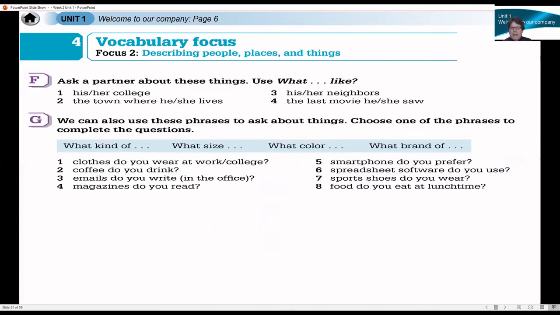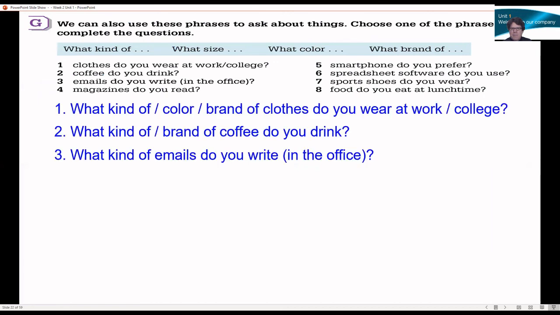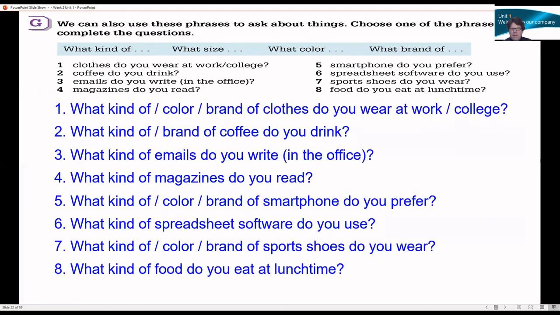Right. We are not going to be doing this, but I am going to quickly show you the answers here. All right. So they don't all have to be what kind. It depends, for example, what brand of coffee do you drink? That would mean like the company name. If you're not sure what to use, you can always ask me. But that's it. That is the end.